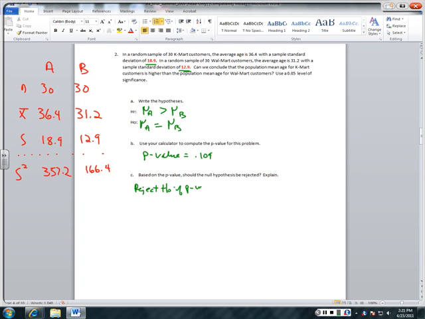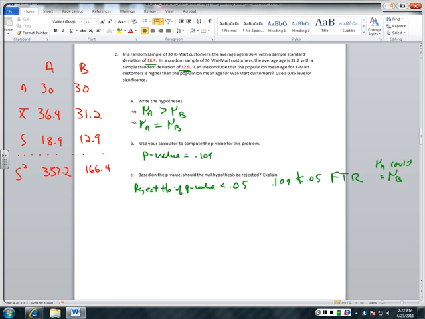And we would reject H0 if the p-value was less than 0.05, and 0.109 is not less than 0.05. So you fail to reject H0. Mu A could equal mu B. Our evidence in our sample is not so great. It's not strong enough that we can reject H0 and conclude that the population mean age is higher at Kmart than it is at Walmart.